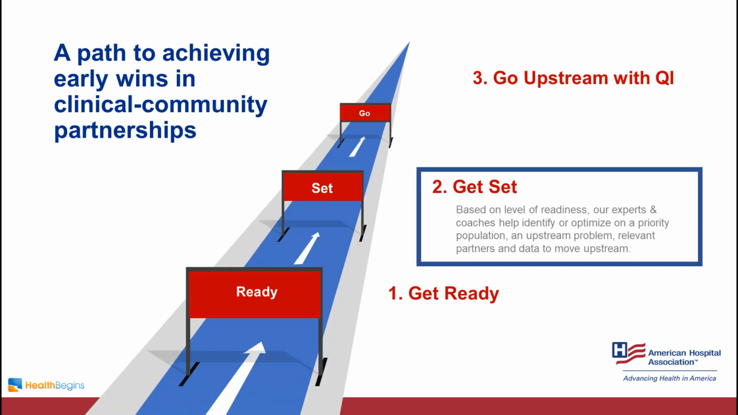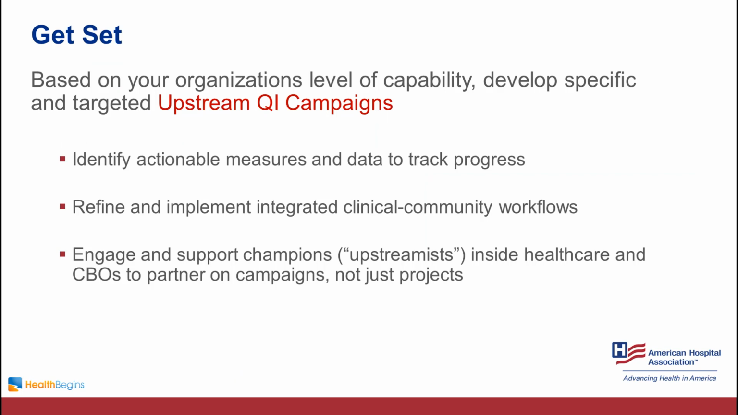And that planning happens in step 2, get set. And you can think of this as your planning stage. Now that you know where you are in terms of your organizational capability, you can begin to think about what you need to have in place in order to launch your upstream QI campaign. For example, to start to think about identifying actionable measures and data to track your progress, to refine and implement your workflows and engage and support upstream as champions within your organization and community-based partners to advance the work.